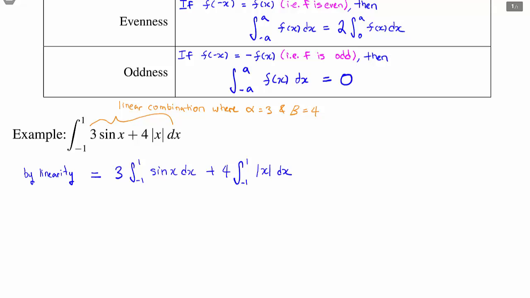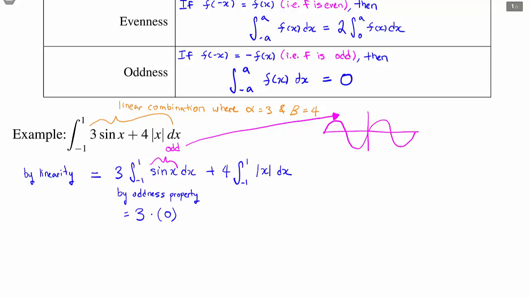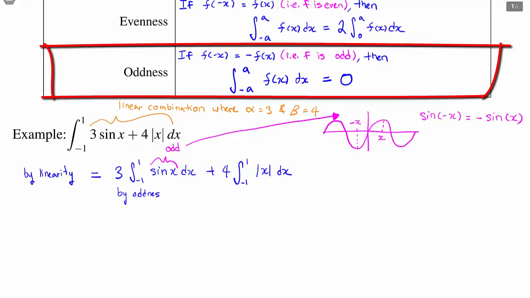Now we know that sine x is an odd function. It satisfies that sine of minus x is equal to minus sine of x. And so by the oddness above, this first integral is 0.